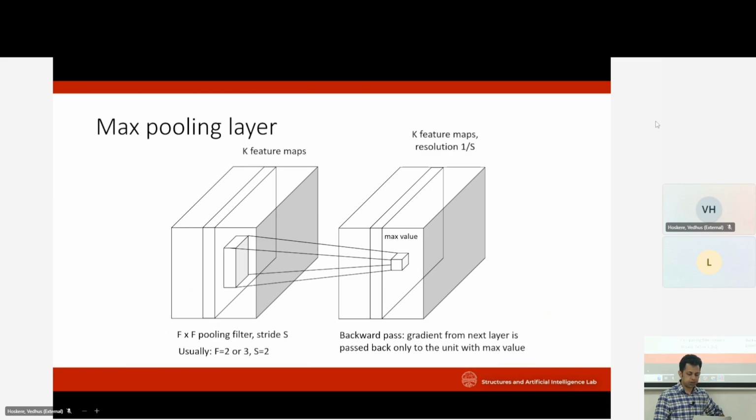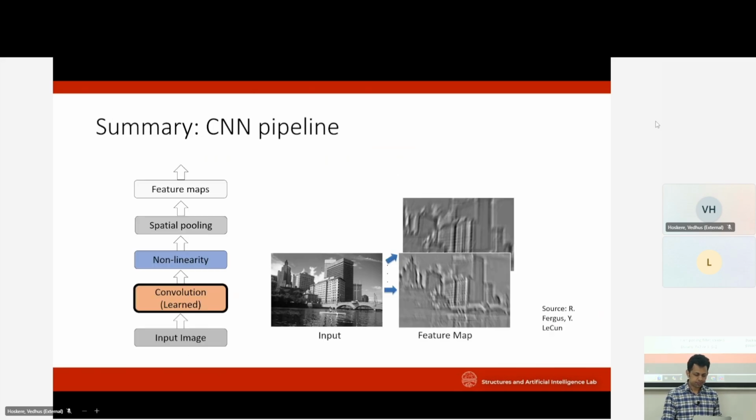There are some details about the backward pass, which is how the gradients flow through the pooling layers. Essentially, if you're doing a max pooling, the gradient only flows through the maximum value cell, and that's because that's the only thing that's being retained. And so if the non-maximum values change, that does not affect your loss function. So the gradient only flows through the max value. So that's the summary of the CNN pipeline that was proposed by LeCun.